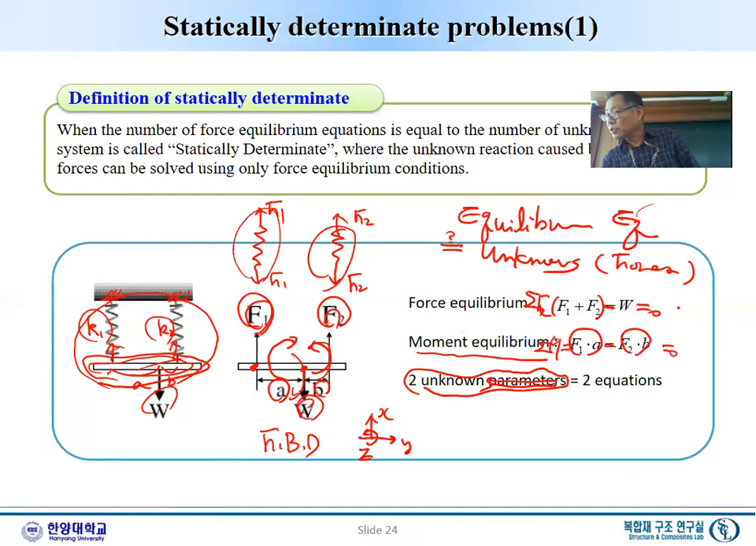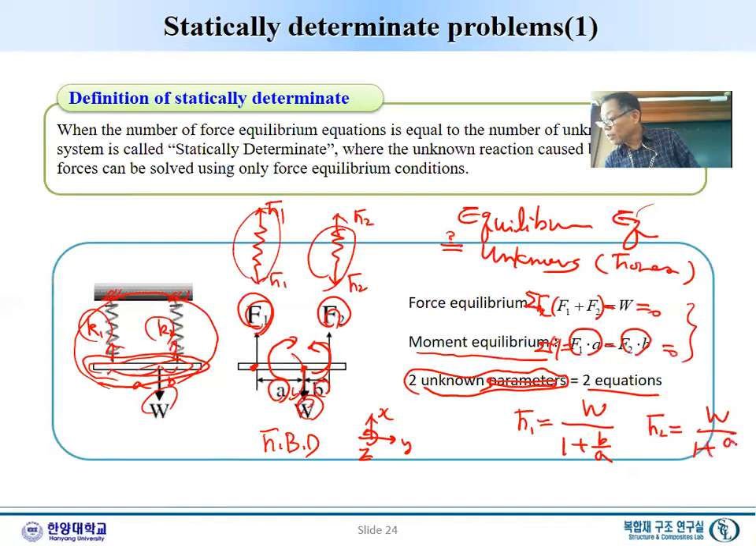So now how many equations? We have 2 equations. One is the X force and one is moment, and we have 2 unknowns. So can we solve F1 and F2? Yes. What is F1? F1 will be W times 1 plus B over A. F1 will be this, that, right. Now F2 will be, A times B, B times A. So W times 1 plus A over B.